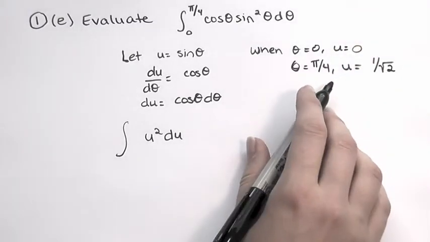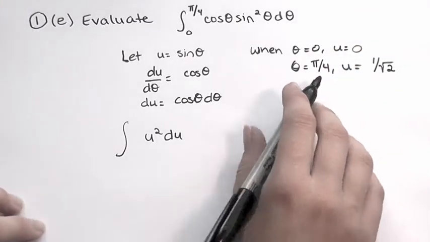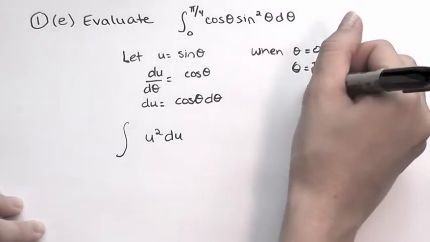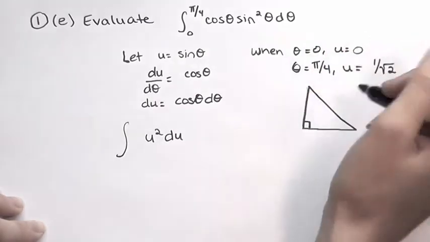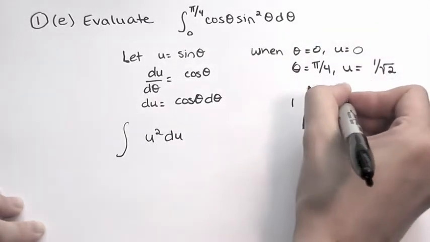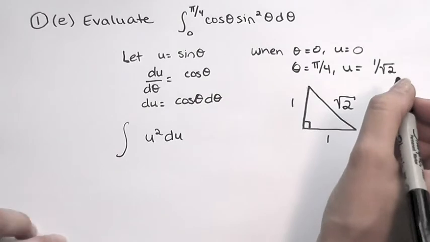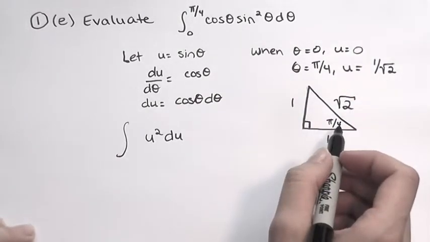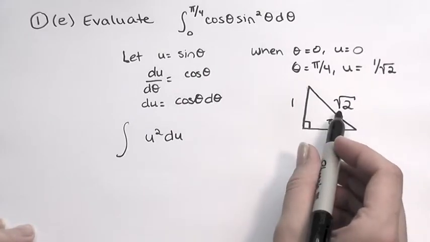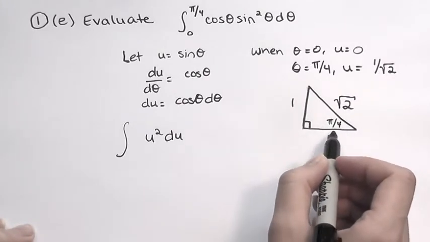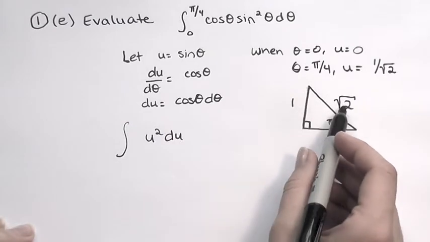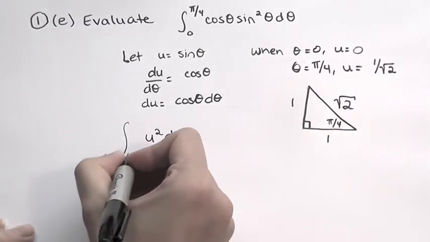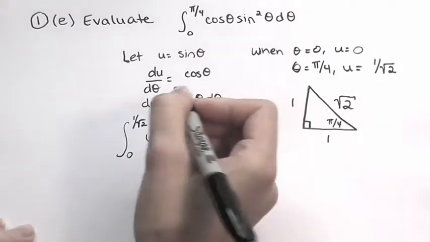If you don't have these in your head ready to go, I would suggest, and I would probably suggest doing this anyway just to double check yourself, drawing your two standard right triangles at the beginning of your exam. You will use these over and over again. So we've got pi on 4, so 1 on root 2 for our sine. So 1 is opposite on root 2, hypotenuse. Okay, so we've got 0 to 1 on root 2.